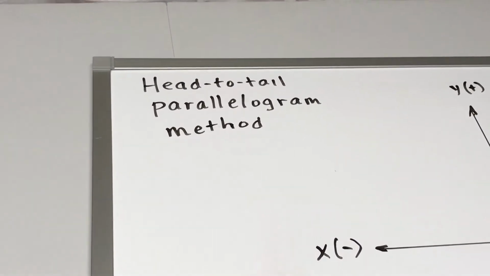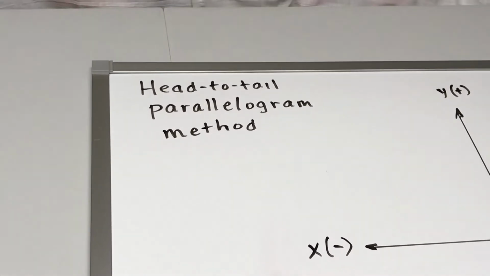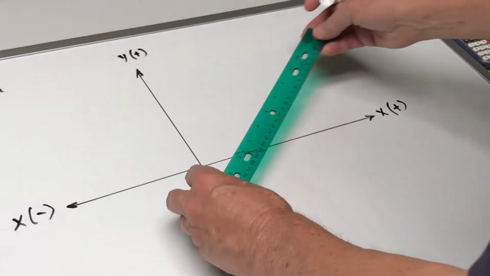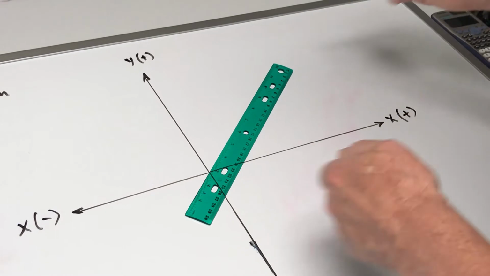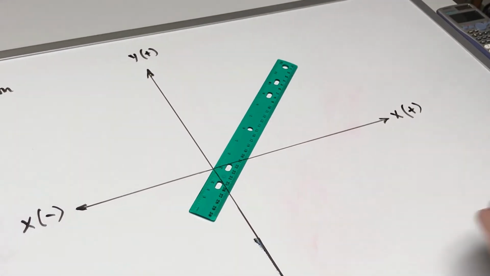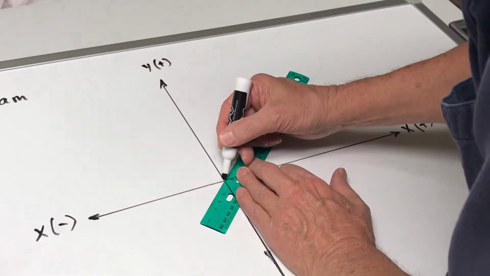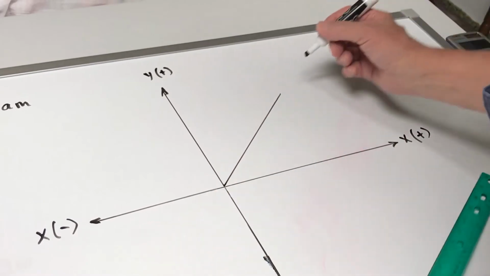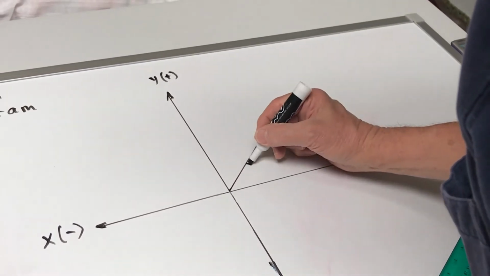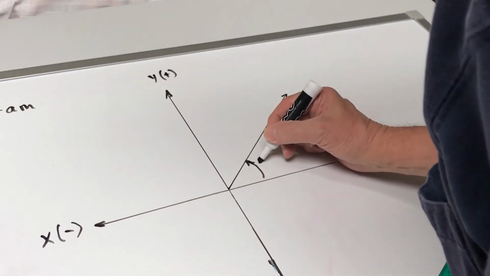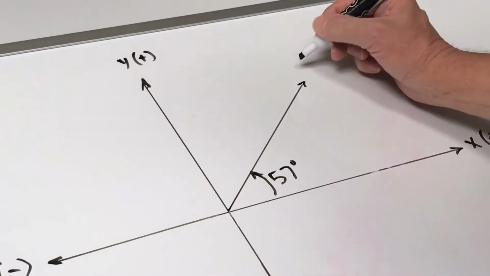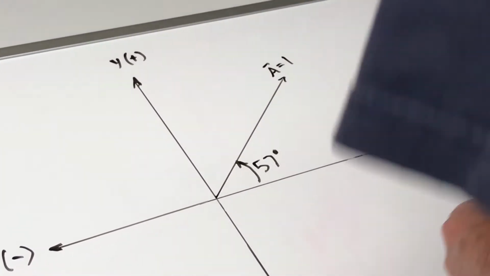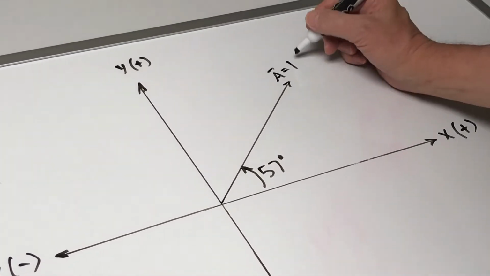Today we're going to look at the head-to-tail parallelogram method of analyzing vectors. In order to have the head-to-tail method of analyzing vectors, we have to have some vectors. So we're going to put a vector A right here, and we're going to say that vector A makes an angle of 57 degrees with the x-axis. And that vector A is 180 newtons.